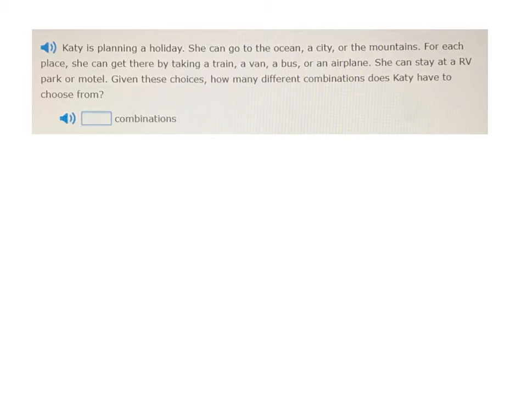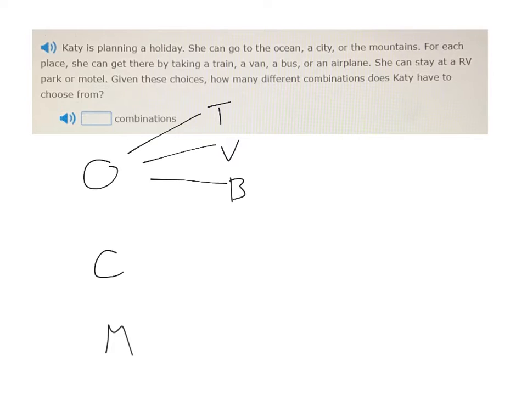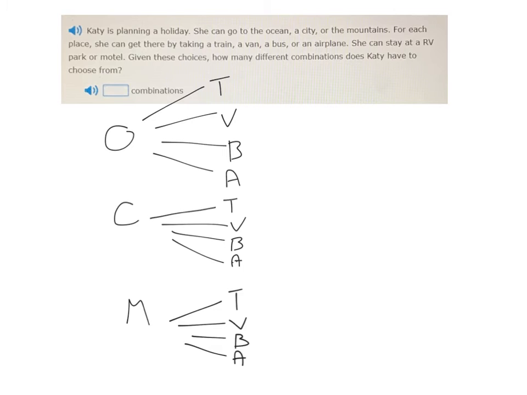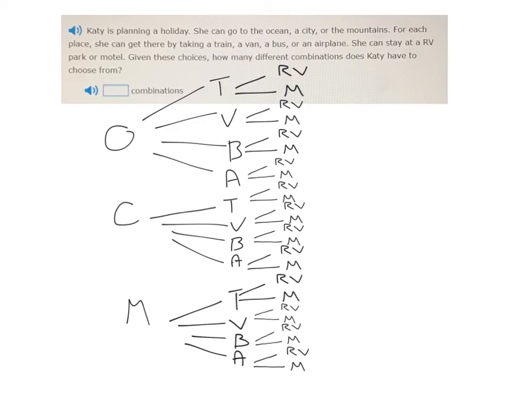So I'm going to solve this question in the same way. I like this visual drawing of a kind of flow chart. So we have the possibilities of the ocean, the city, or the mountains. For each of those, she could either take a train, a van, a bus, or an airplane. Okay, so I've written that in there. And then after that, she can choose to stay at either an RV park or a motel. So RV or motel. Okay, so I've written all those in.